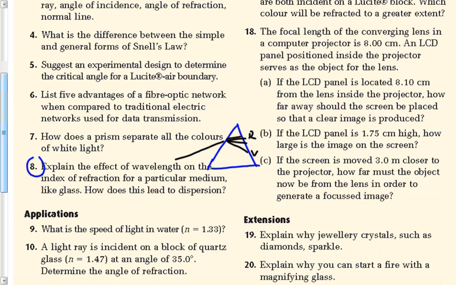Red light has the highest wavelength. So red light is a high wavelength, violet light is a low wavelength. How does wavelength affect the index of refraction? Well, the higher the wavelength, the blank the index of refraction. Bigger or smaller? Smaller. The higher the wavelength, the smaller the index of refraction. That causes the red light to bend less than the violet light. That make sense? How does this lead to dispersion? Well, if there's a different index of refraction for each different color, then of course we're going to get a different amount of bending for each different color, and therefore it's going to split up.